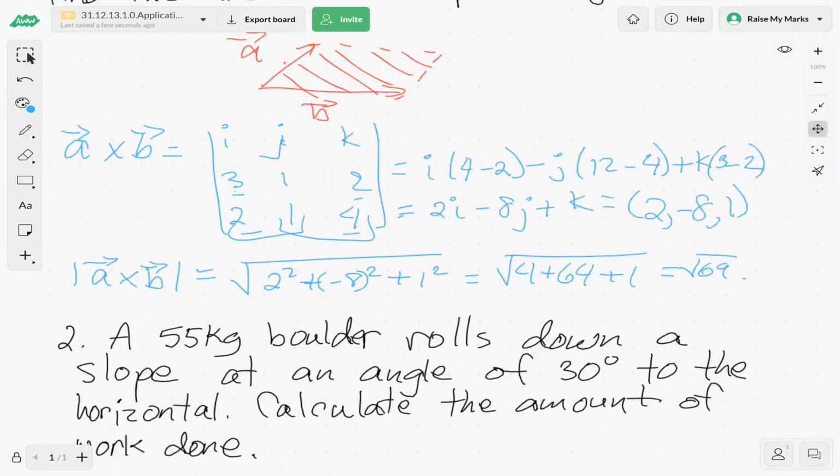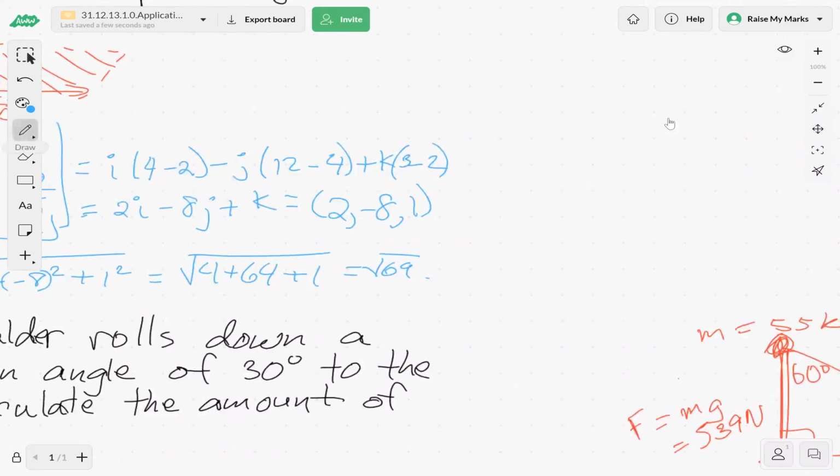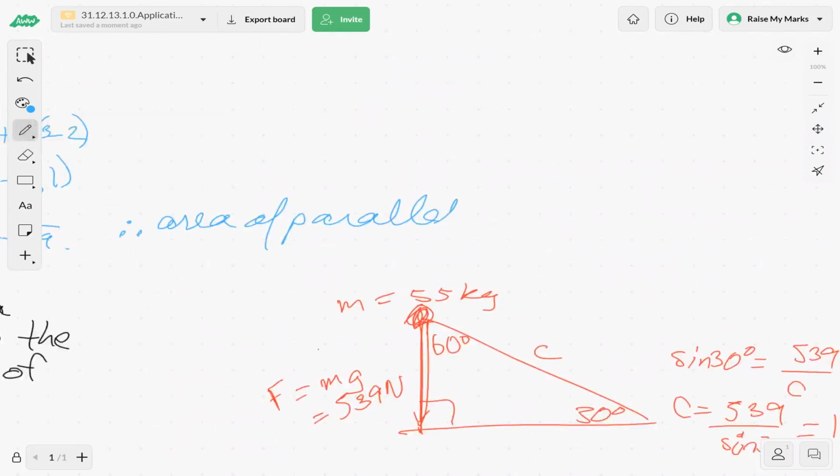So we'll just scroll over and write a little concluding statement. Therefore, area of parallelogram equals square root of 69 units squared.